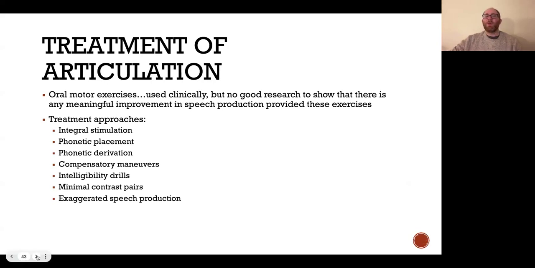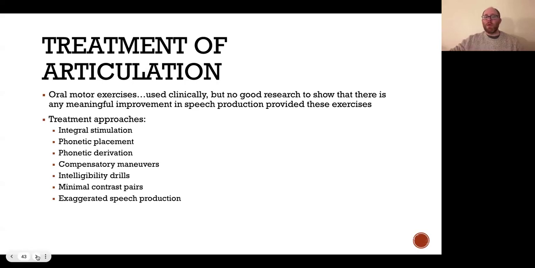So oral motor exercises, if you're not familiar, are things like smiling to the point that you're kind of straining, like that, or sticking your tongue out against a popsicle stick for resistance. There's some evidence for swallowing disorders, but not for motor speech. I wanted to make that really clear, just because you're probably going to come across them at some point in your career. I'm hoping that as our field evolves, these will be ferreted out of practice, but right now they're not. Some appropriate treatments include integral stimulation, phonetic placement, phonetic derivation, compensatory maneuvers, and intelligibility drills.